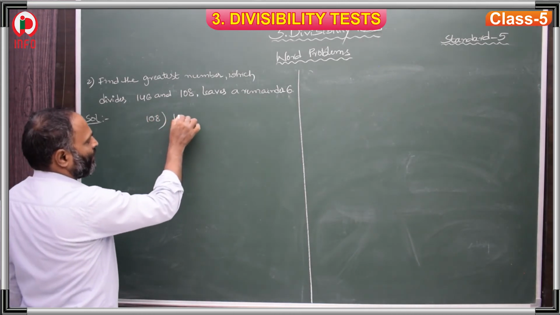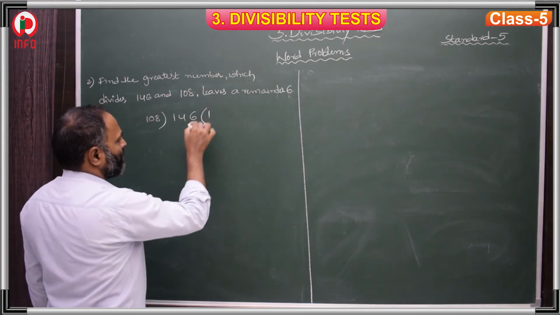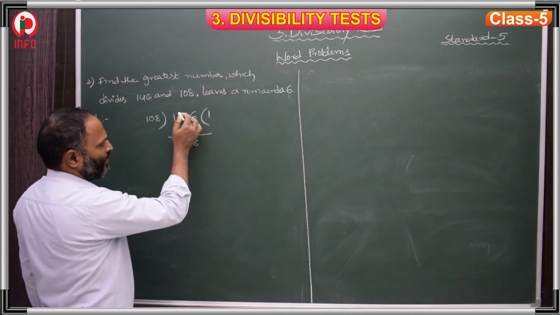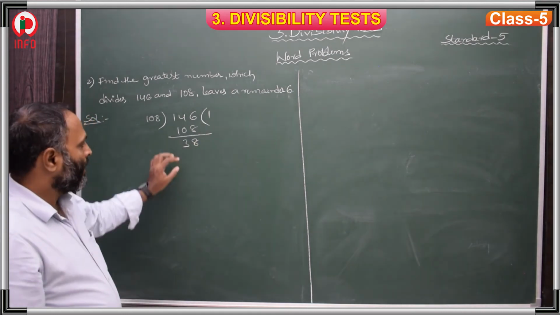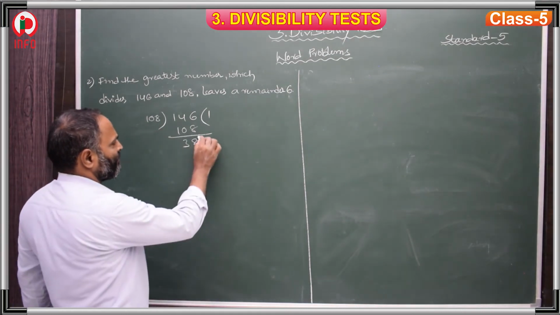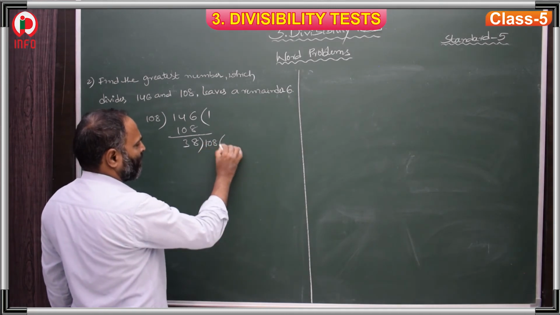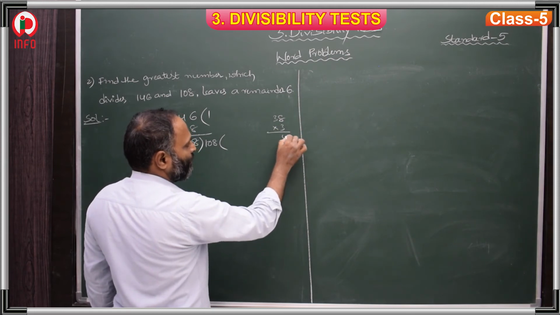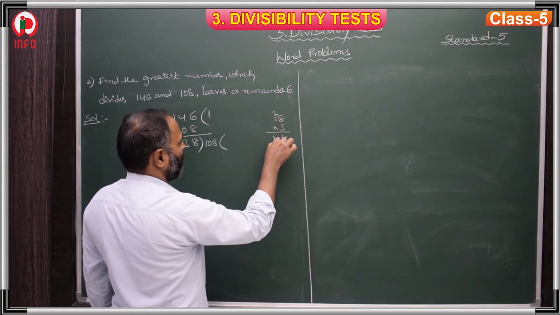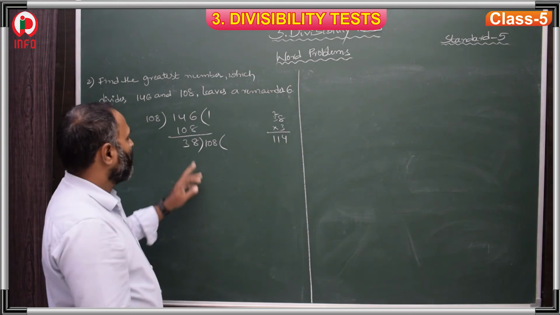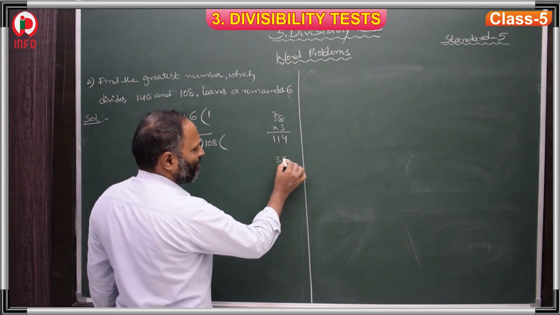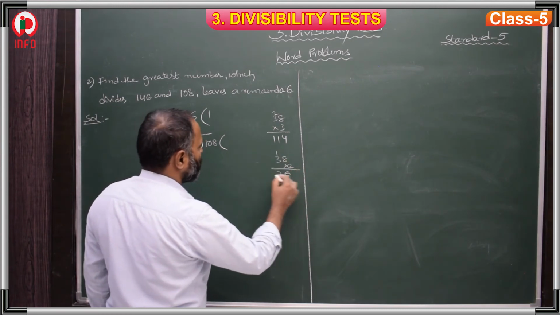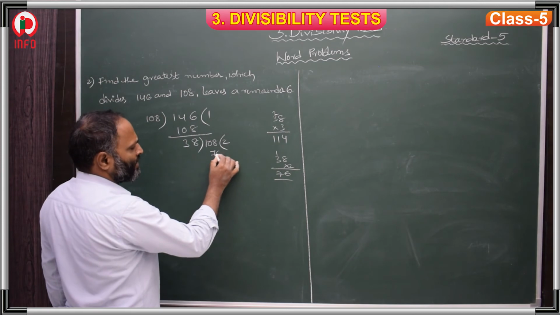108 divided into 146. 108 ones are 108. Then here 8 and 38. Now this 38 with this 108. 38 3s are, once you check, 3 8s are 24, 3 3s are 9, 10, 11, that is 114. No. 38 2s are 76. 2 8s are 16, 2 3s are 6, 7, 76. 2s are 76.